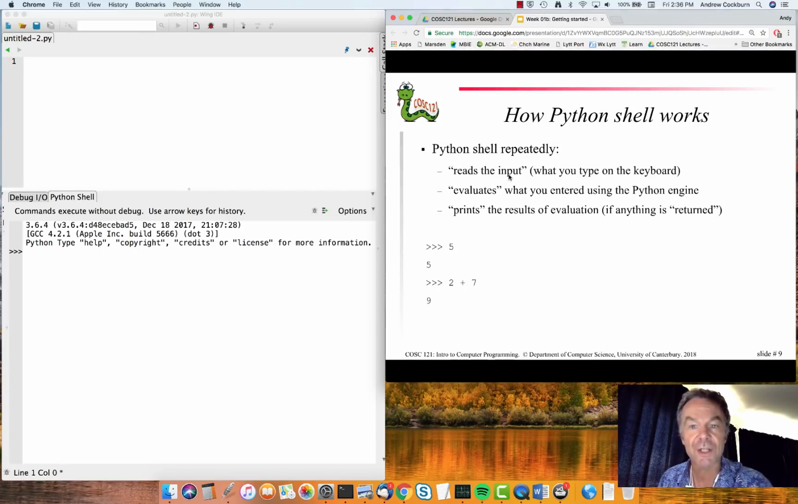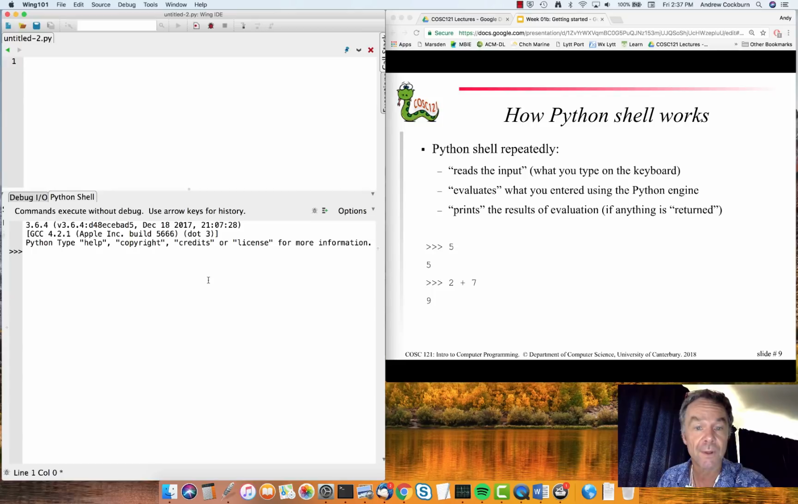So how does the shell work? Well, it just repeatedly reads whatever input the user types. When the user hits return, it then evaluates the meaning of whatever the user typed. Today it'll be expressions, and it prints the results of that evaluation if anything is returned. So very simply over in Wing IDE, and you can do this along with me if you like, and experiment with other alternatives, I can write a very simple expression here. 1, I'm providing the integer value 1 to Python. When I press return, it's sent to the Python engine, and it does a computation to see what's the value associated with this, and it just returns the value 1.